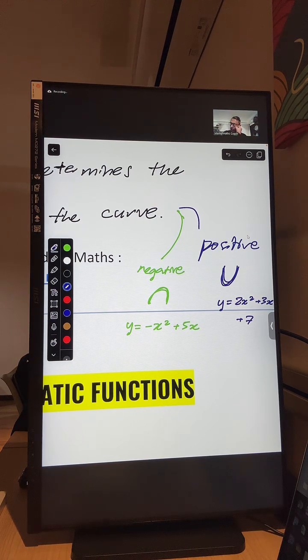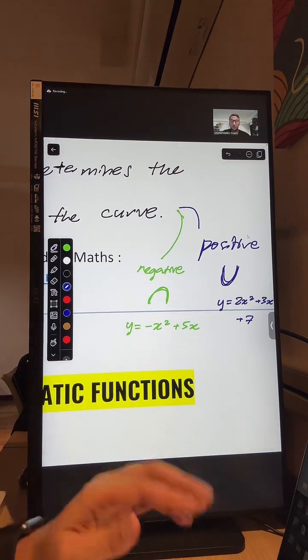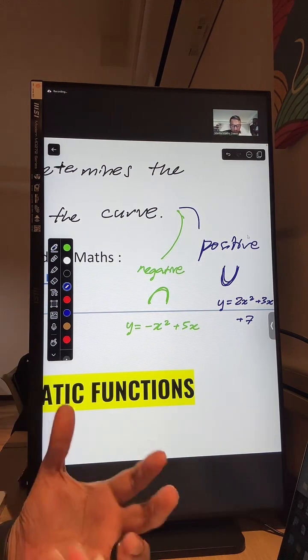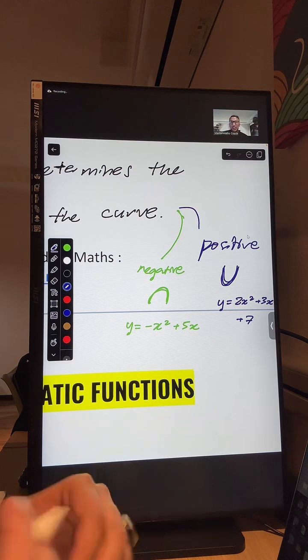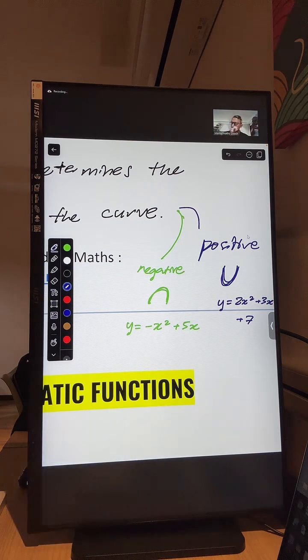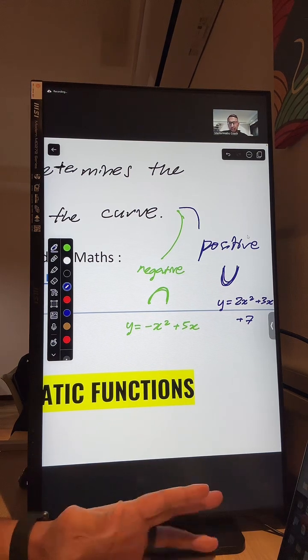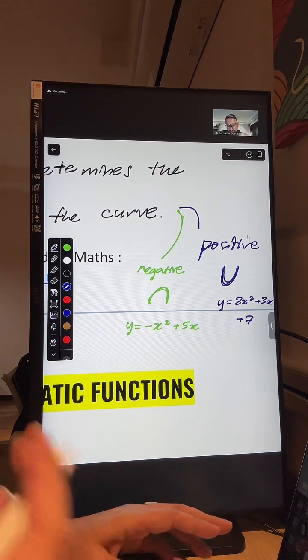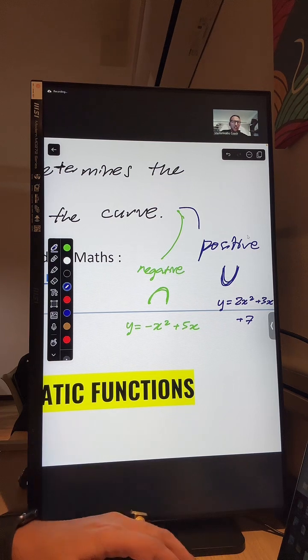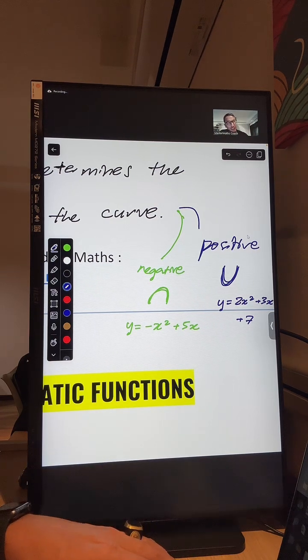So it's very important that when you study quadratic functions, you don't just study how to solve. A lot of students just learn how to solve the quadratic function. How do I solve for x? You must also know how to sketch. And we will go into that later.